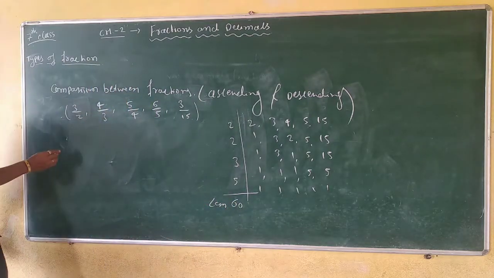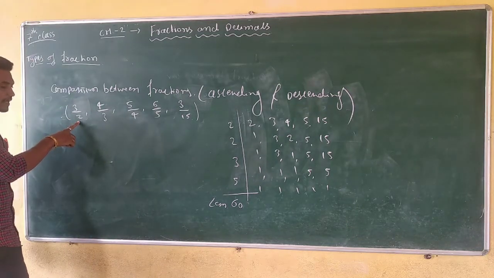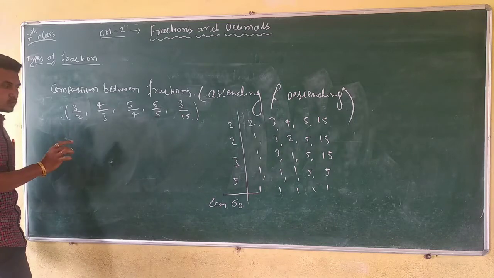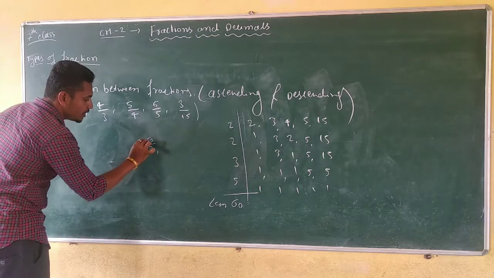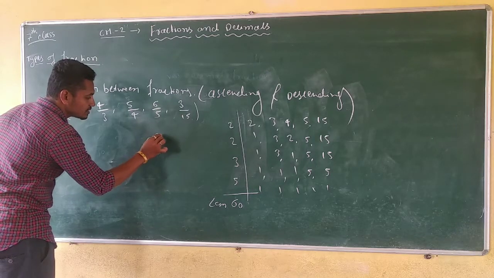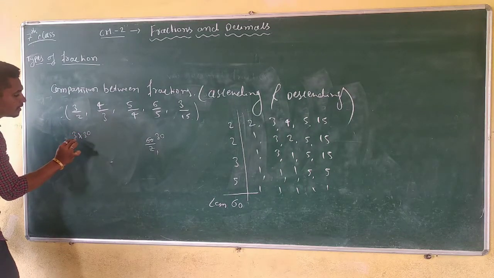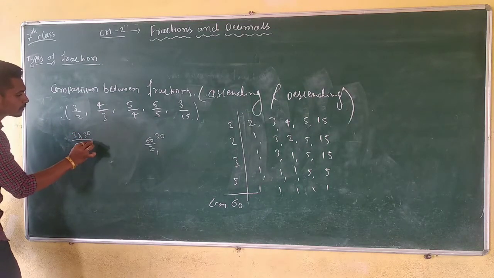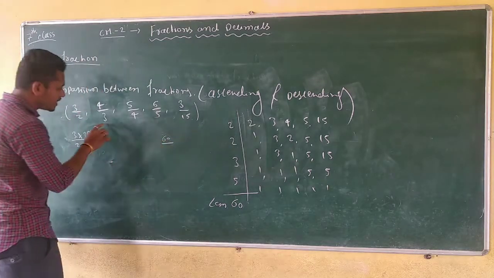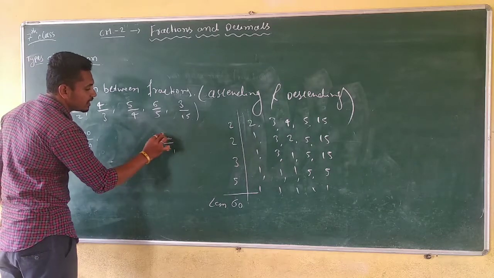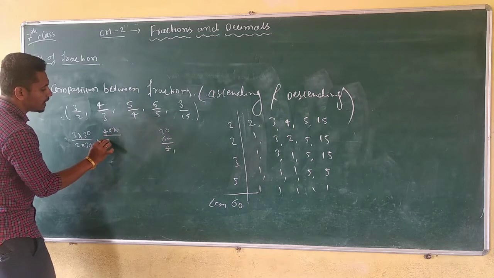Now see here. The denominator is 2, so 60 divided by 2: 2 3s are 6, 0 write as it is, so 30. Here it is 3 into 30 divided by 2 into 30. Next, 60 divided by the denominator 3: 3 2s are 6, 0 write as it is, so 20. So 4 into 20 divided by 3 into 20.